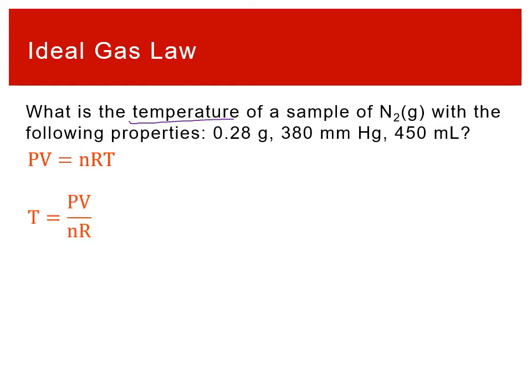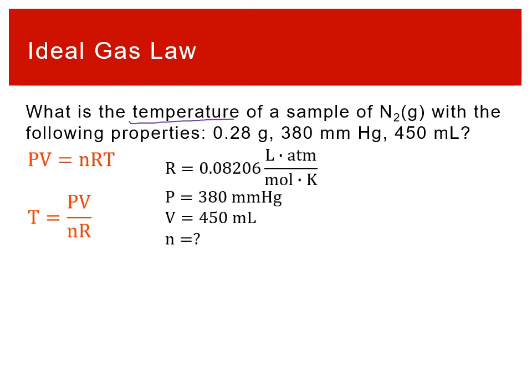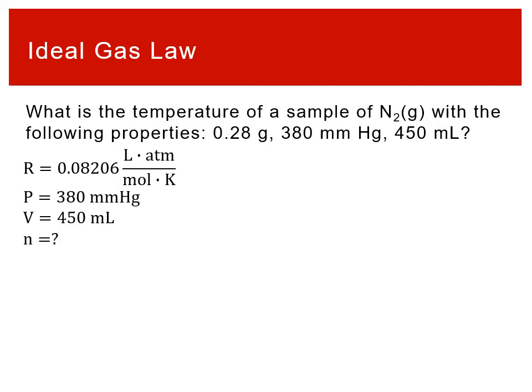We want to solve for temperature, so we can rearrange it to PV over NR. When we look at the variables, R we're still given, so that's good to go: 0.08206 liter atmosphere per mole Kelvin. But for pressure, we're given 380 millimeters of mercury. That's an issue because millimeters of mercury is not the same as atmospheres, so we're going to have to deal with that. We can also see that milliliters doesn't match liters. And we're not even given a moles sample. So the question is, how can we figure out the moles and deal with all of those unit conversions that we need?